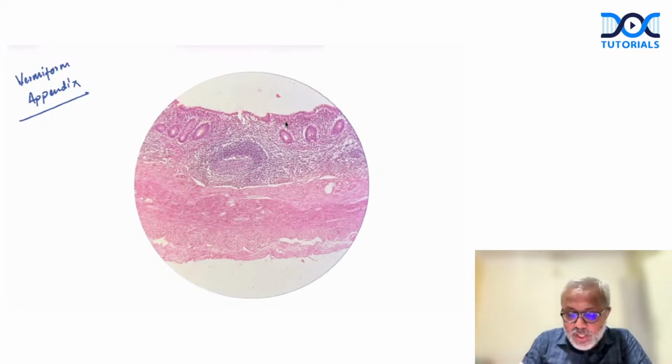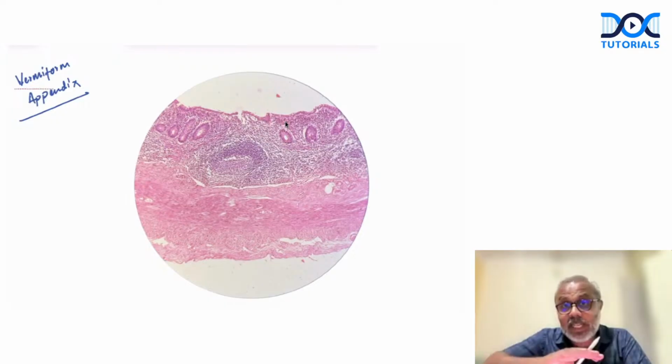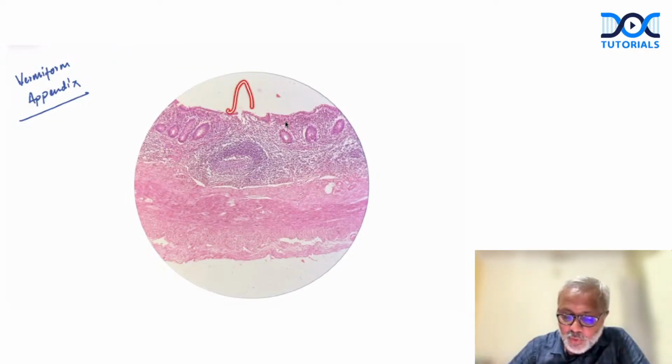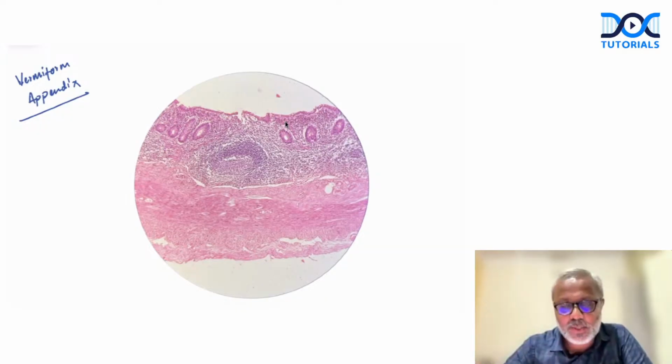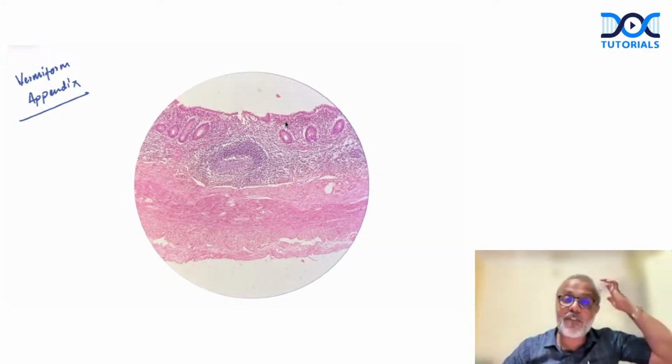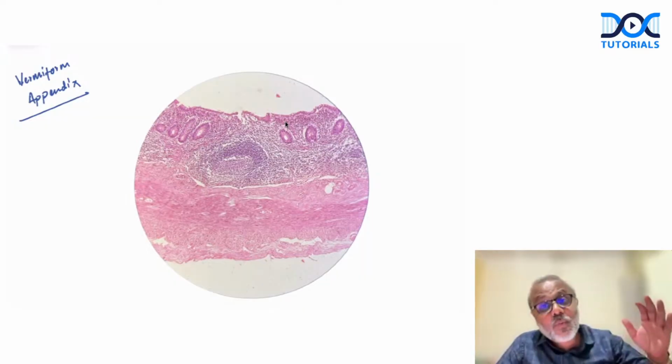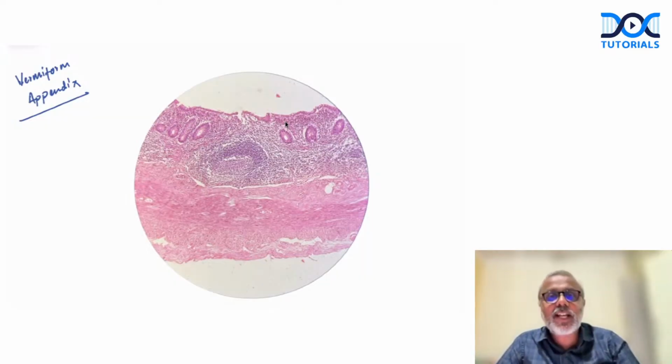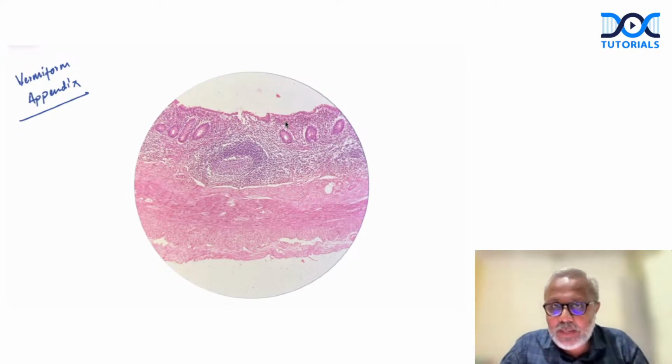So since there are no gastric glands, what is ruled out? The gastric pits, and hence the stomach slide is ruled out. Since there are no villi, small intestine is ruled out. So this has to be the slide of large intestine, and one part of the large intestine is your vermiform appendix. There are other features which will help us differentiate that this is vermiform appendix.